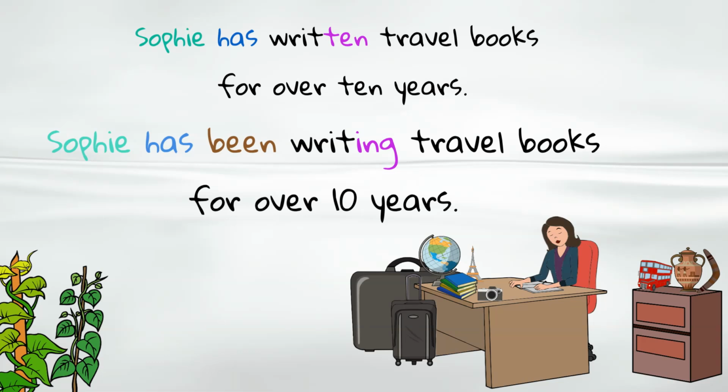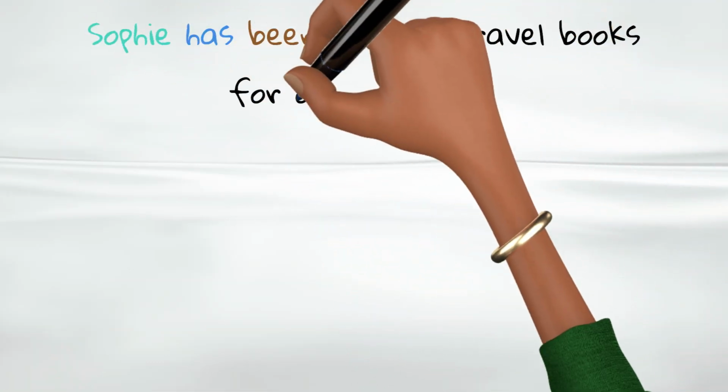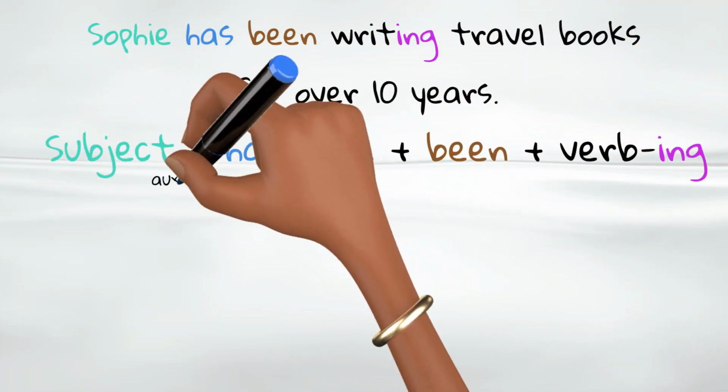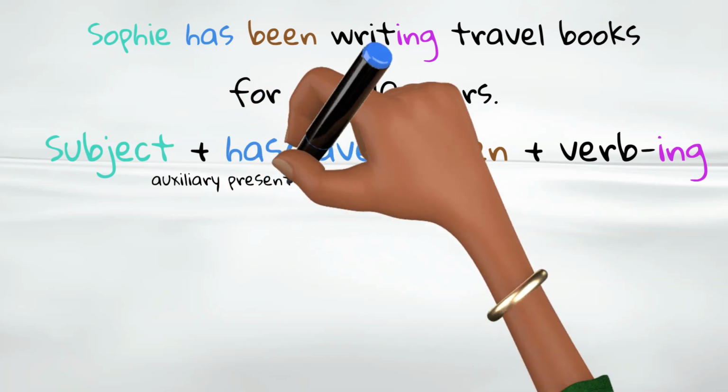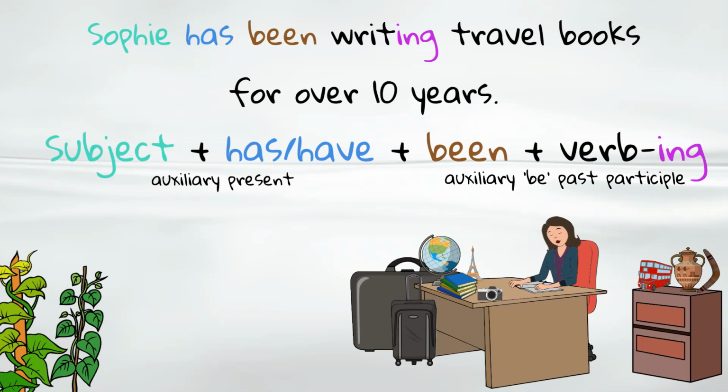Sophie has been writing travel books for over 10 years. And because of that continuous aspect, we know she still is. It emphasizes the continuing aspect of an action. So let's look at the structure. Sophie has been writing travel books for over 10 years. You have the subject, followed by has or have, followed by been, and followed by the verb in ing. Has, have is the auxiliary present tense, and been is the auxiliary be, past participle. And there you have it.